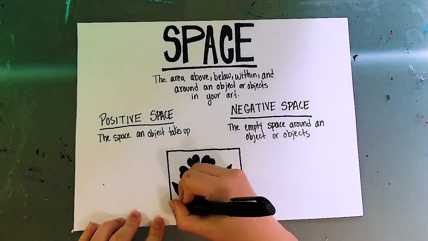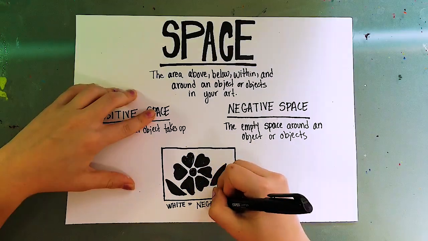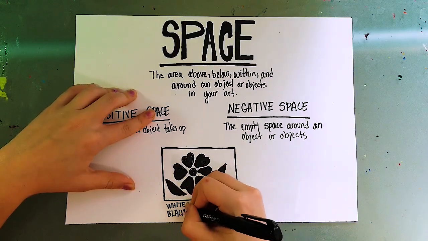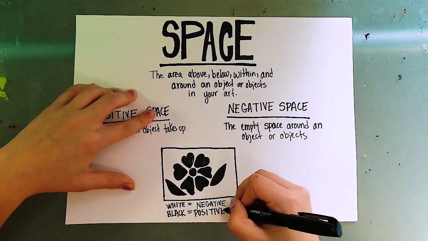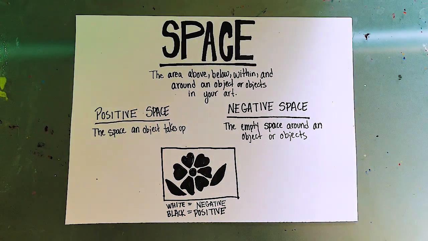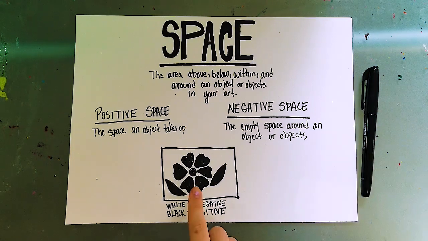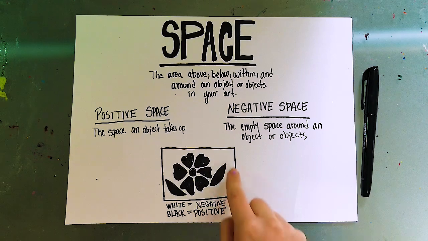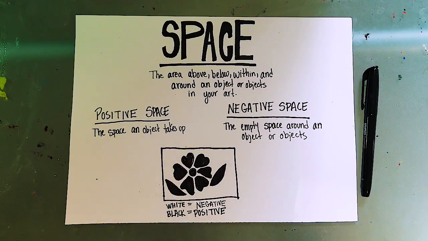And the answer is that the white space is the negative space. And the black space is the positive space. Because if you didn't quite catch on, the black space is the flower and the leaves, and flowers and leaves take up space. When I explain this to first and second grade when we're going over positive and negative space, I say it's the space you can touch. It's like your space that's actually there. And then the white space is the negative space because it's all the empty space around the flower. Nothing's in it, it's just empty.